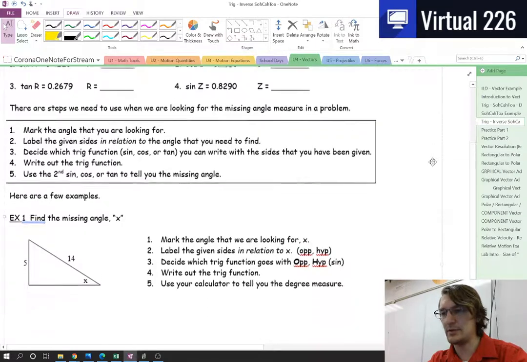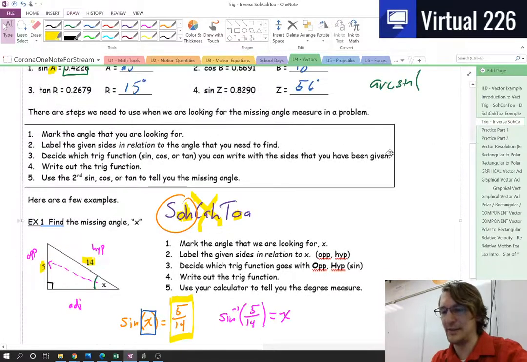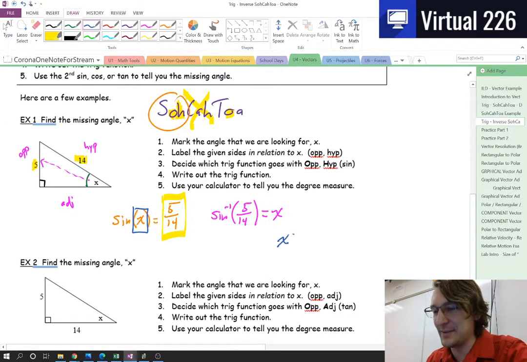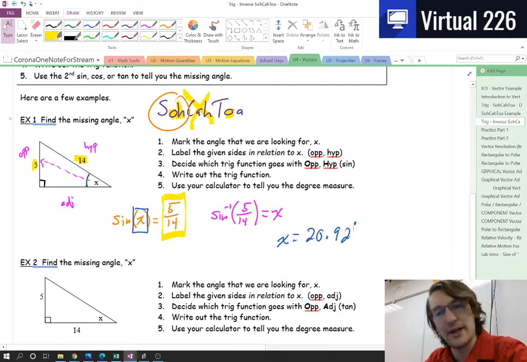What happened? Undo. There we go. I don't know what happened there. So that x here is going to be 20.92 degrees. Okay, so we set up the sine, cosine, tangent, whatever we had before, but now we're taking the inverse of the number.